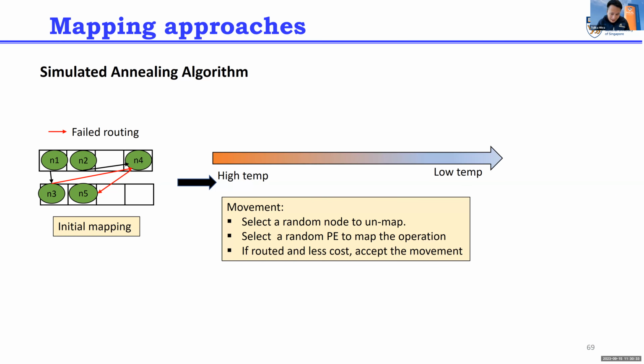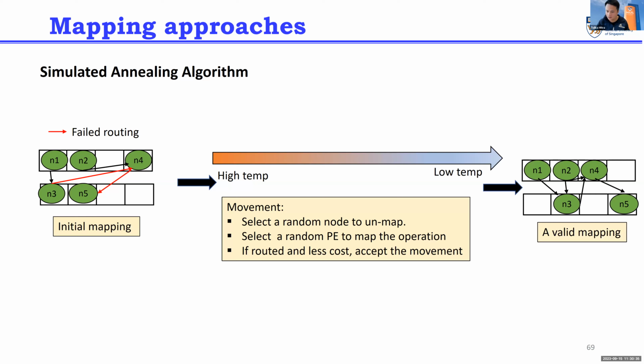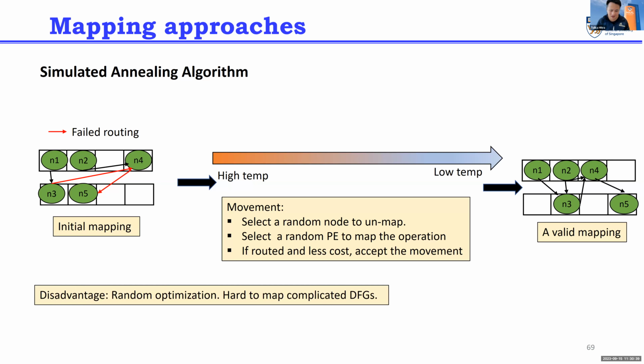After so many iterations, we try to generate a valid mapping. However, there is a disadvantage to such mapping. As you know, it's random optimization, right? We don't know where we will go. It can handle some simple data dependencies, but it's very hard to map complex DFGs.